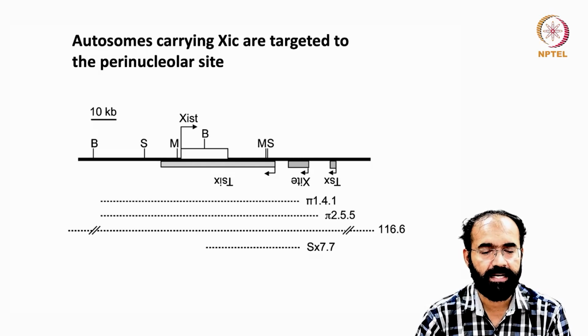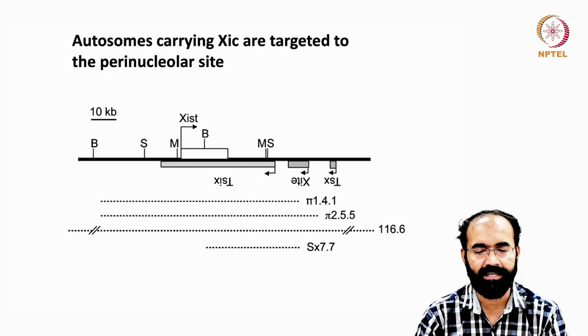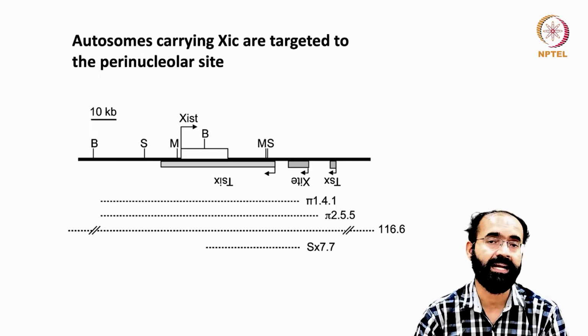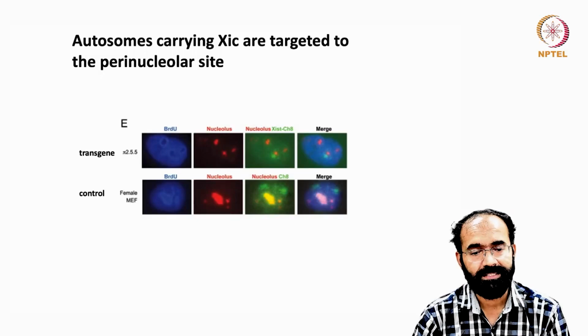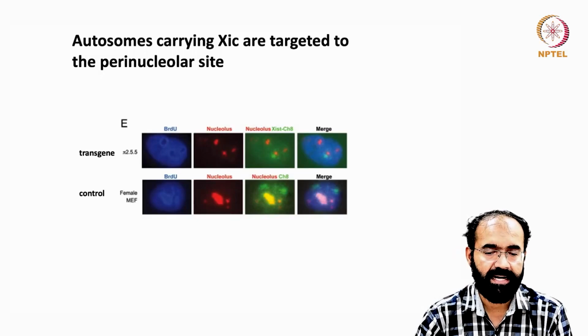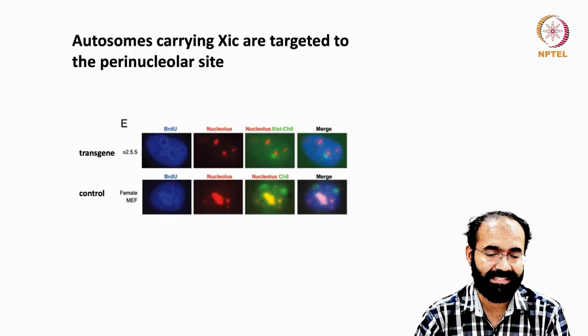So you can see here the different locations. This is the inactivation center, where Xist, Tsix, and many more genes are located. So this region is what you are detaching and implanting onto an autosome. So autosomes carrying the X-inactivation center are targeted to the perinucleolar site. You can see this in this example.